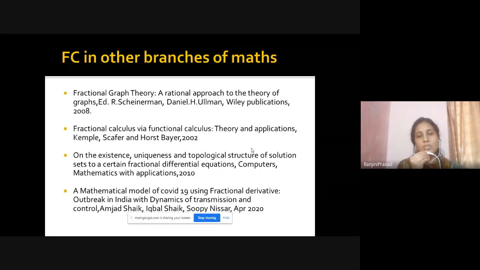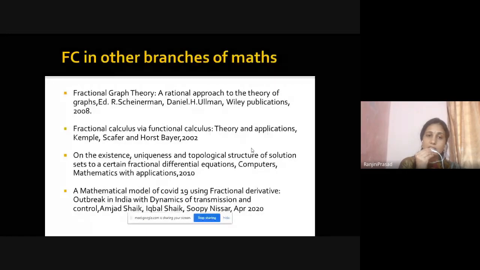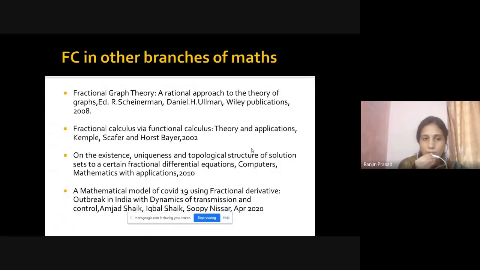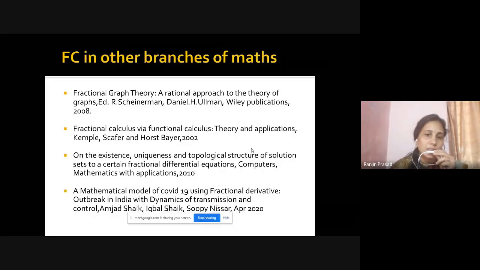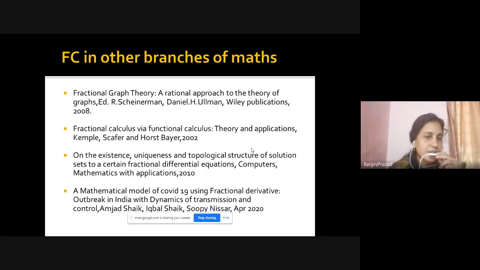Existence and uniqueness: in ordinary differential equations, you have studied the well posed problem. That means you find the existence of a problem, the uniqueness of a problem, and stability. If you are checking these three, then we can say that it is a well posed problem. So in fractional calculus also, the existence, uniqueness, stability and controllability parts are being worked on. There are so many papers published in this area. Using topology, I searched fractional calculus in topology, and that is also available. The existence, uniqueness and topological structure of solutions is also available. In 2010, they published it in Elsevier.